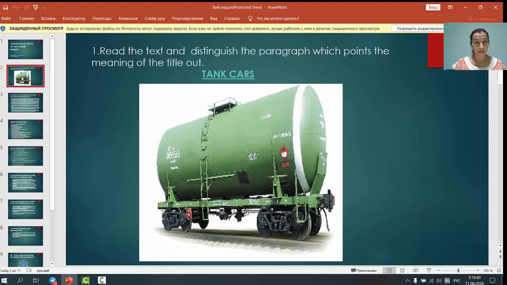The first task, you should read the text and distinguish the paragraph which points the meaning of the title out.